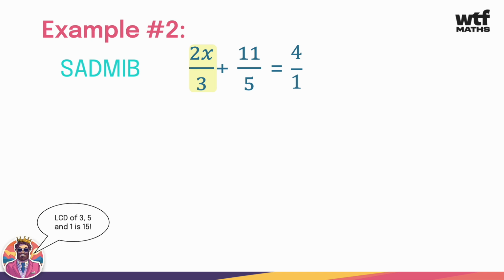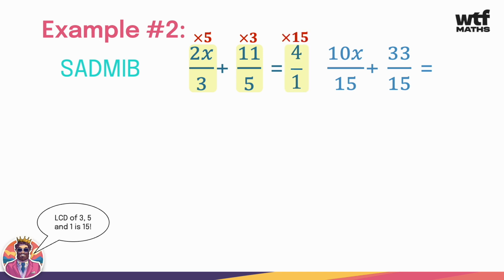So I'm going to take this whole entire fraction, everything in yellow, and I'm going to times it by 5 to make it 15. So times everything you see there by 5 will give me 10x over 15. For the next fraction here, to get that to 15 on the bottom, I have to times everything by 3. So I end up with 33 over 15. And finally, to turn this 4 over 1 into something over 15, I'm going to have to times everything by 15. So I end up with 60 over 15.